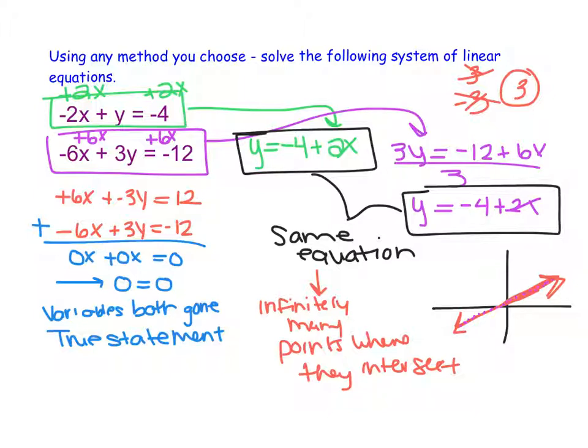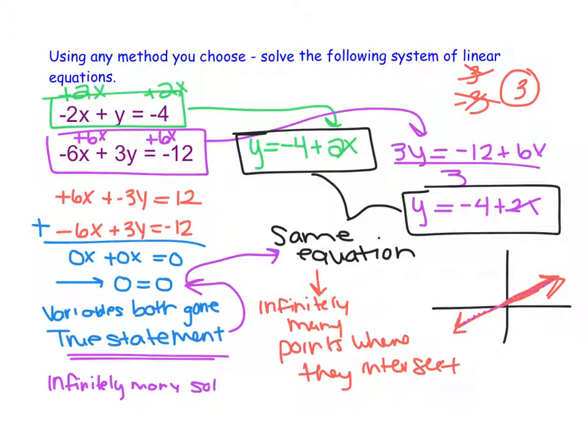So essentially, if you see that you are solving along, your variables are both gone, and you're left with this true statement here of 0 equals 0. This is telling you that you have the same line. They're the exact same equation and they lie on top of each other. So you can simply write that you have infinitely many solutions.